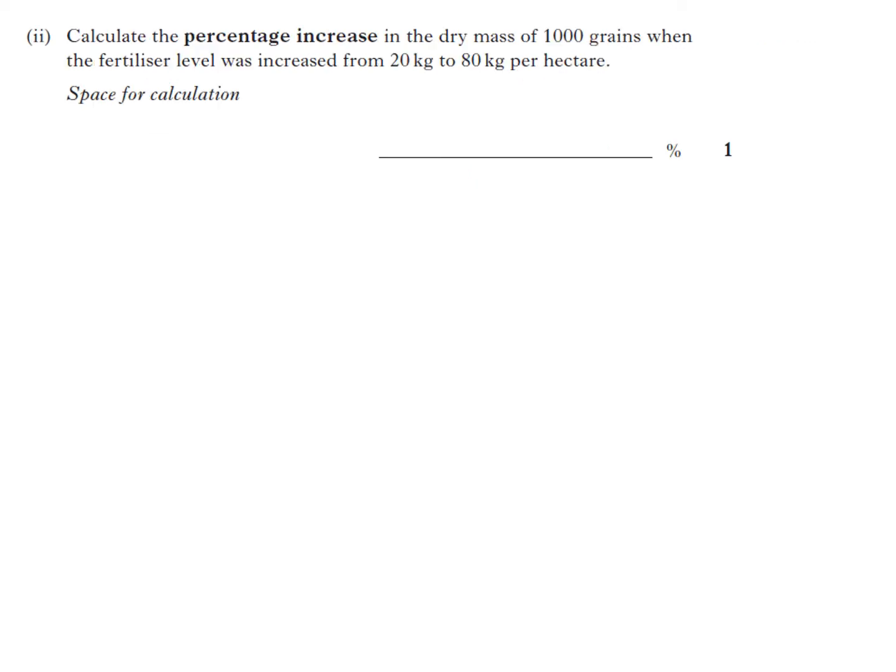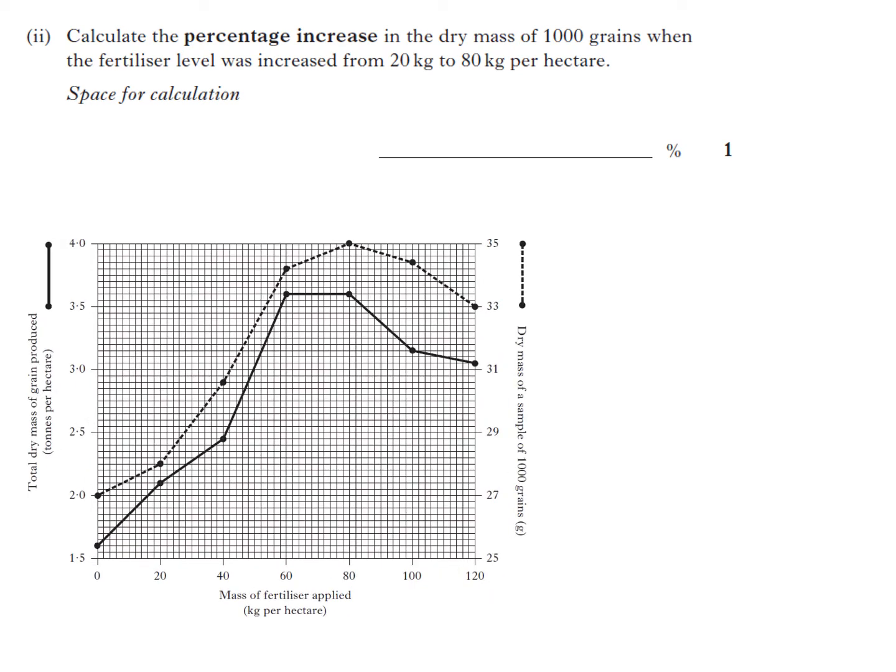The percentage increase, because that is much more common for you guys now than just a straight percentage, in the dry mass of 1,000 grains when the fertilizer level was increased from 20 to 80. So 20, here's our 20 point, and our 80, here's our 80 point. Remember, we're still reading in this direction, so trying to get my line across. I think it's this one. Well, that's okay. Is that right? Yes, so 28 is our start, and 35 is our end.